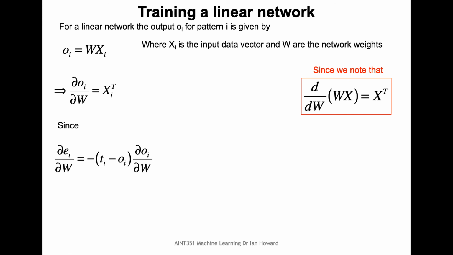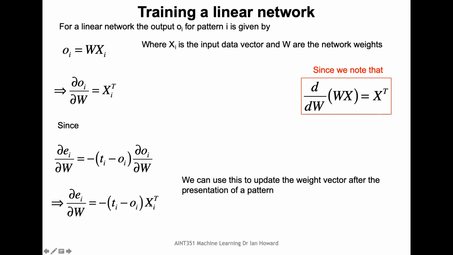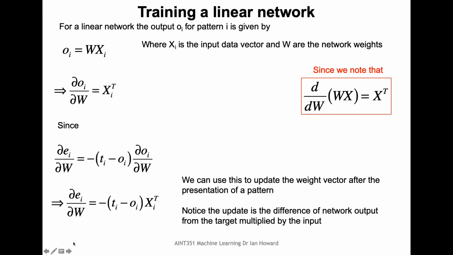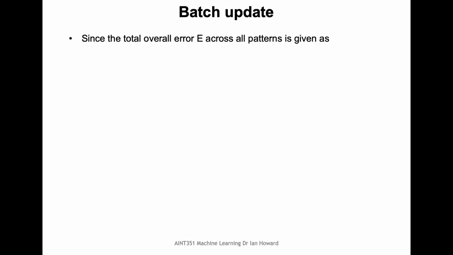Therefore, looking at our expression for dEi/dW, we just substitute in our Xi transpose term, right? That's what this is here. In it goes, and we end up with our dEi/dW, which is minus (Ti minus Oi) multiplied by Xi transposed, right? And that gives us the gradient of the error with respect to the weight vector. In this case, it's a vector.